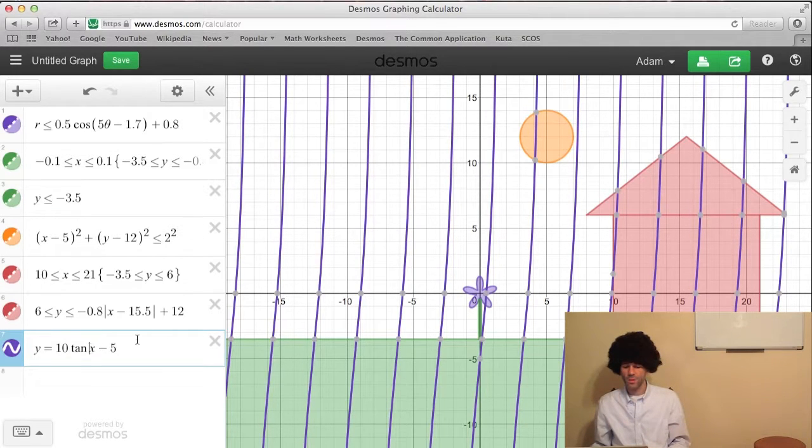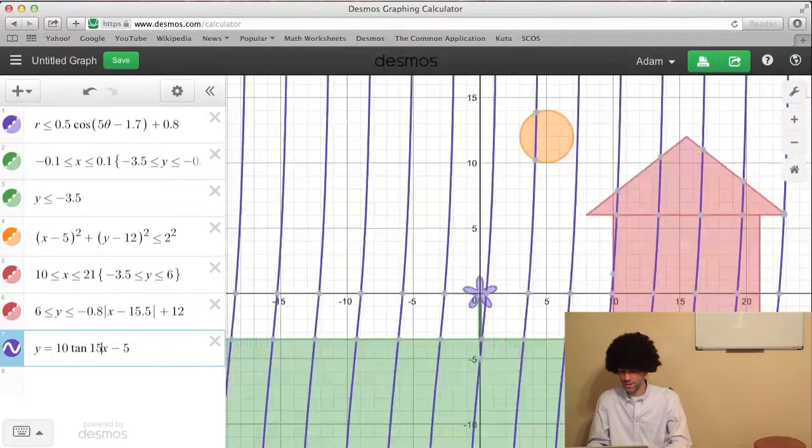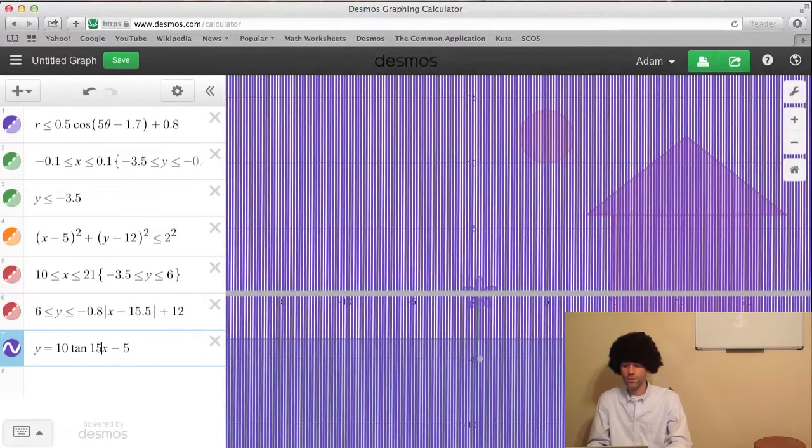And now let's put a number in front of the x. And when I do that, that changes the period. So if I change this to a 10, then I have a lot more blades of grass. Oh, let's change it to a 15. Now I have even more blades of grass.